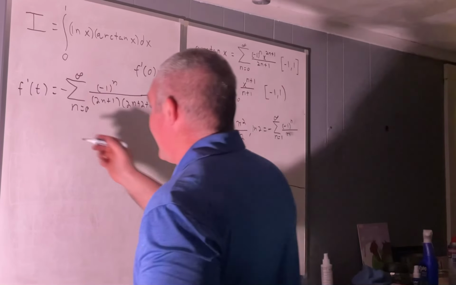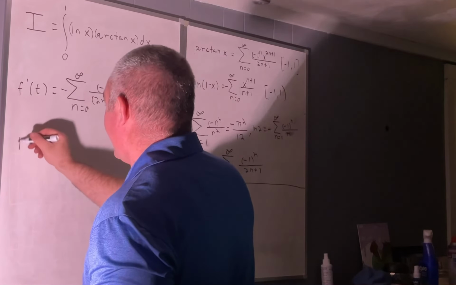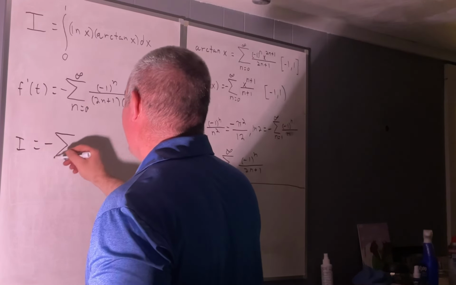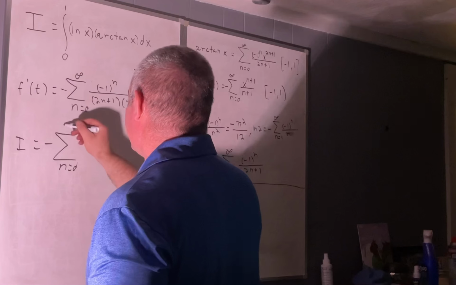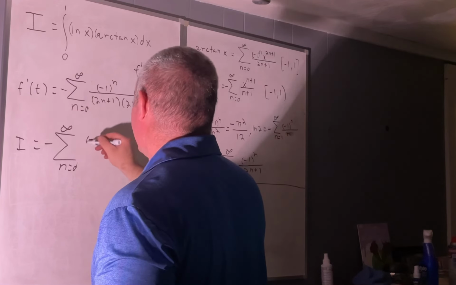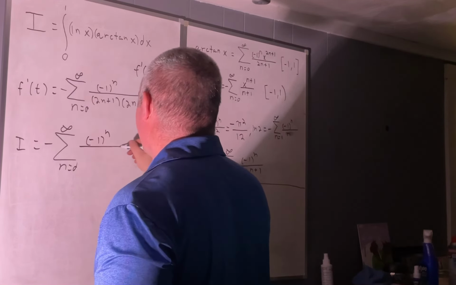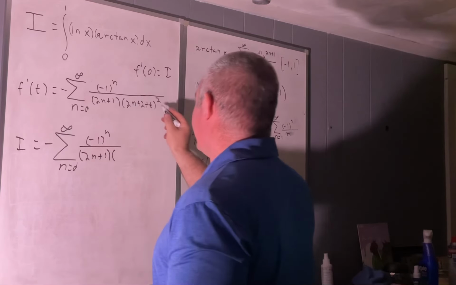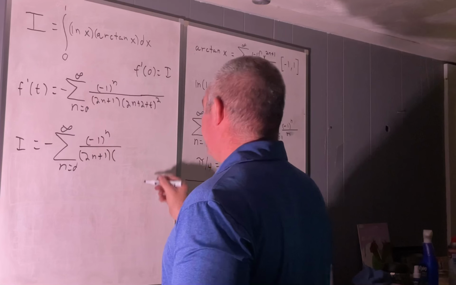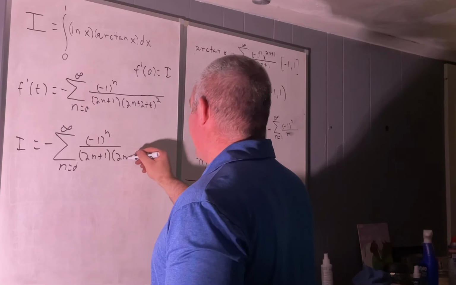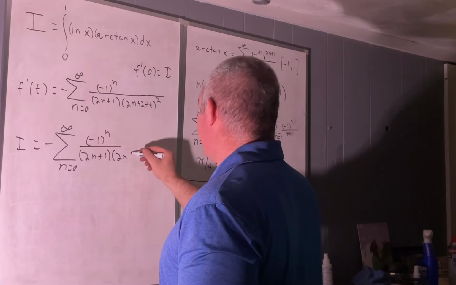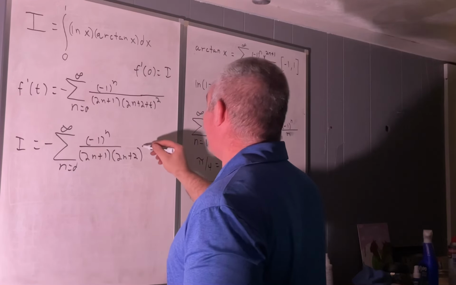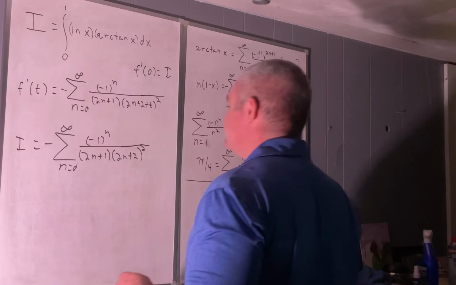So let's rewrite I. So I is now equal to negative sum from n equals 0 to infinity of negative 1 to the n over 2n plus 1 times this thing evaluated at t equals 0, I'm sorry, 2n plus 2 all squared. There we go, finally got that.